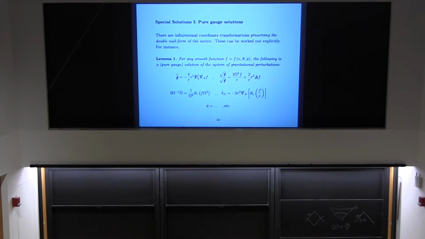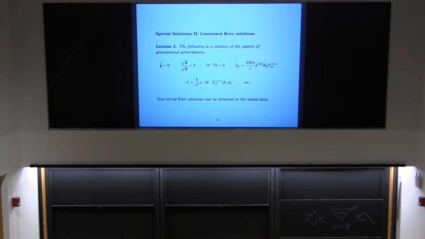The nice thing is you can actually work out explicitly what these pure gauge solutions are. I've given you this little lemma here, which tells you that if you have a function f which does not depend on u, then if you set g slash hat to be this, and so on and so forth, you can compute what all the connection coefficients and curvature components are. This is a solution of the system of gravitational perturbations, and I want to call it a pure gauge solution for the reasons that I mentioned. This is the diffeomorphism invariance of the nonlinear theory.